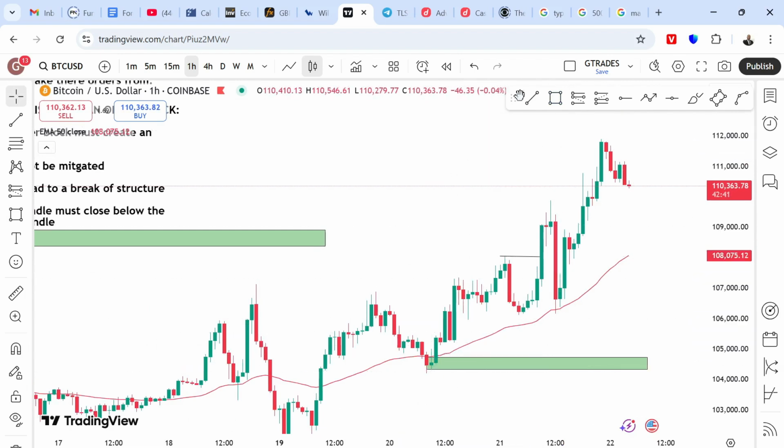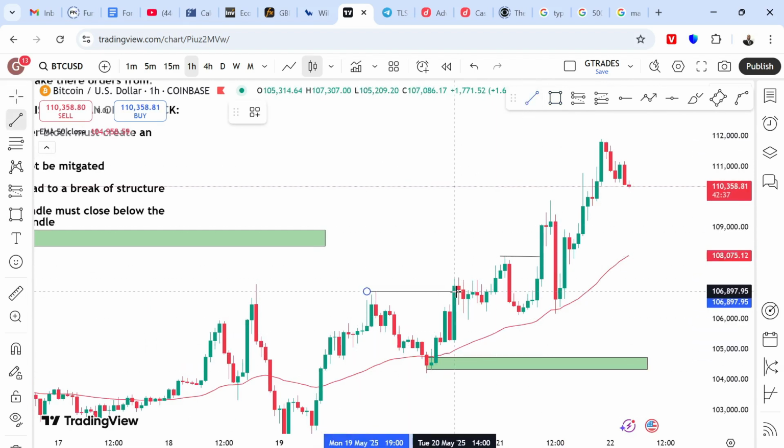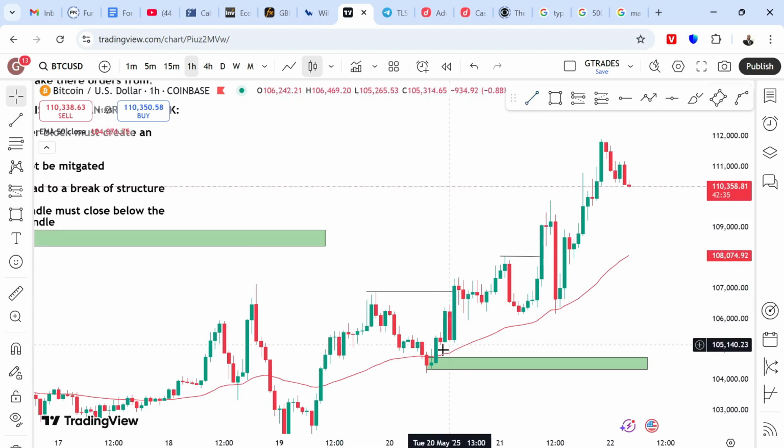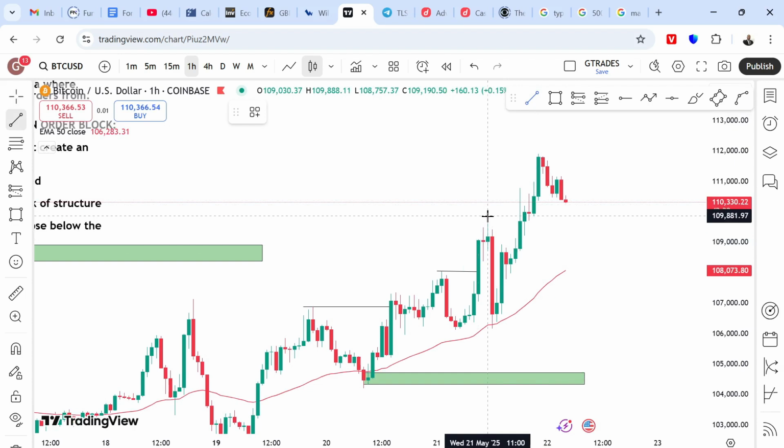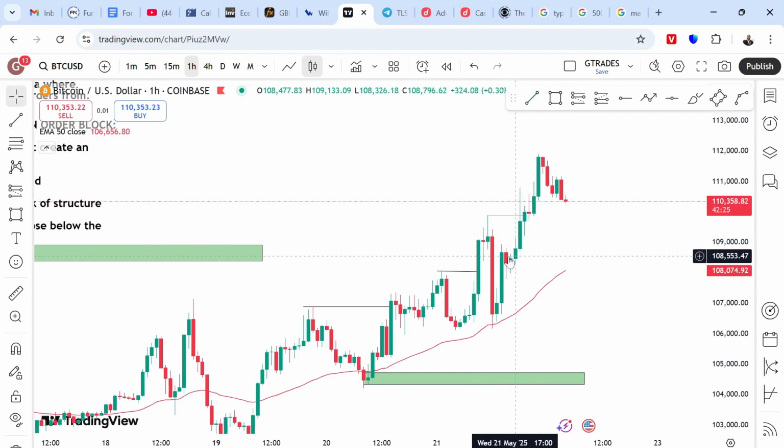Here is also another order block because, remember one of the characteristics, price must give you what? A break of structure, and there must be an imbalance. Now here too we have a break of structure. Here also we have a break of structure, right? And where is the order block? This is the order block zone, right?